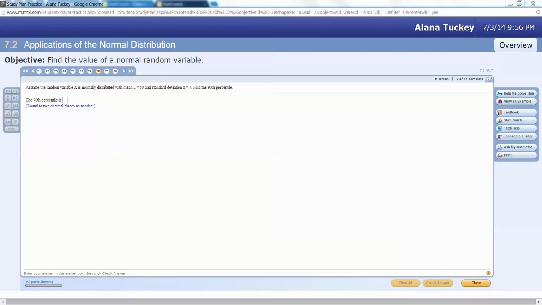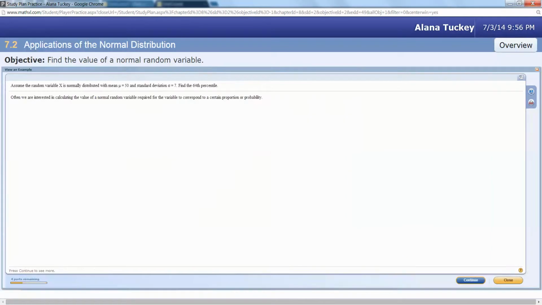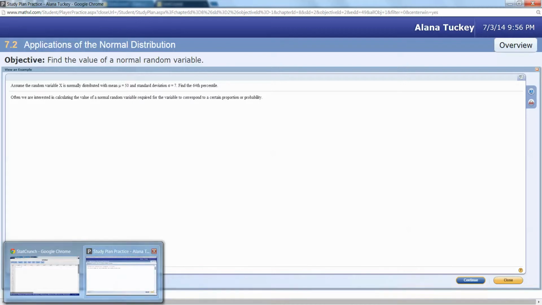We're going to assume the random variable x is normally distributed with the mean mu equals 50 and a standard deviation sigma equals 7. I'm going to do the example though, so it'll be a little bit different here. Find the 64th percentile. Let me remind you from chapter 3 what a percentile is.